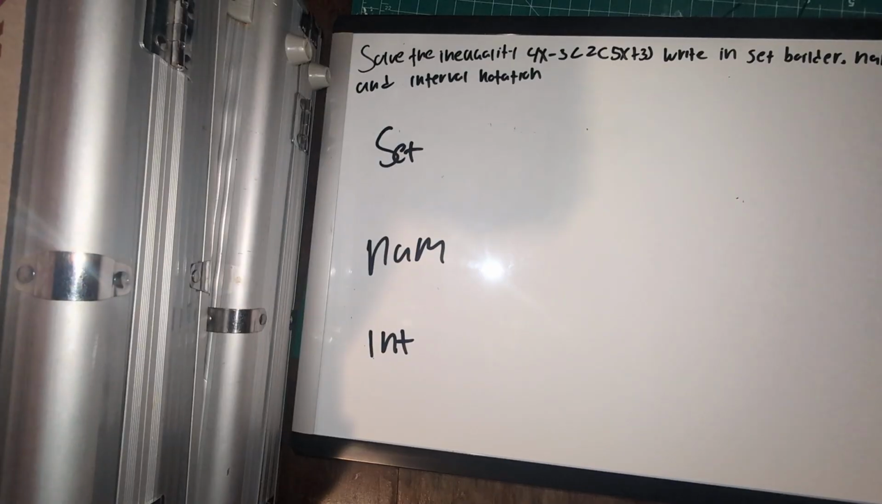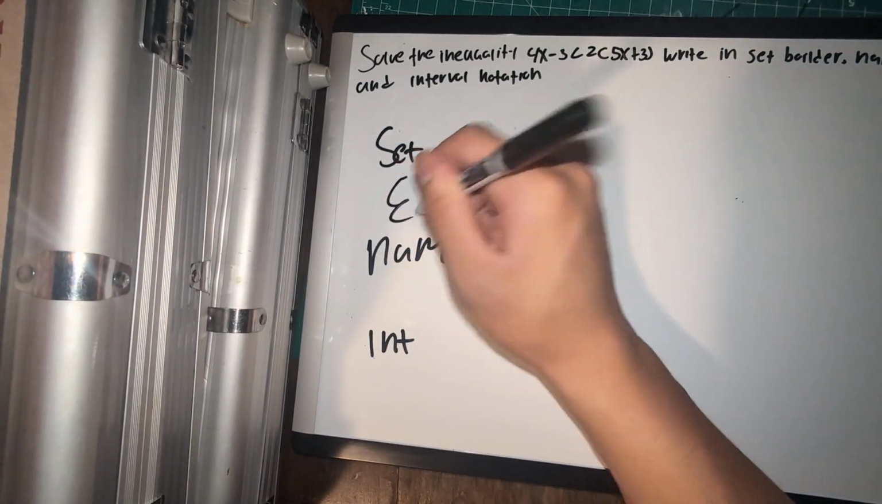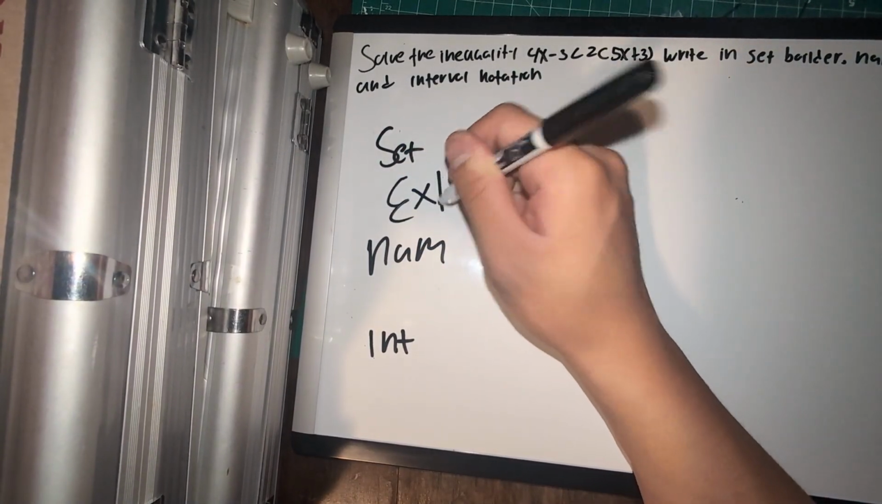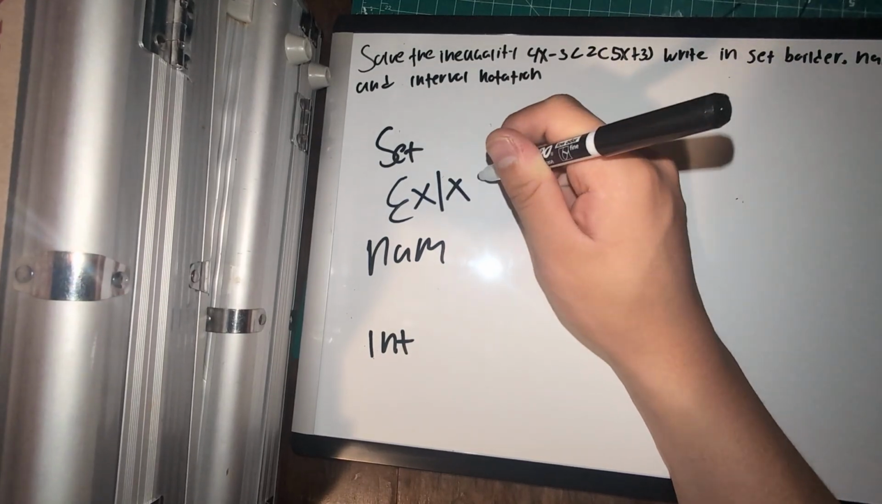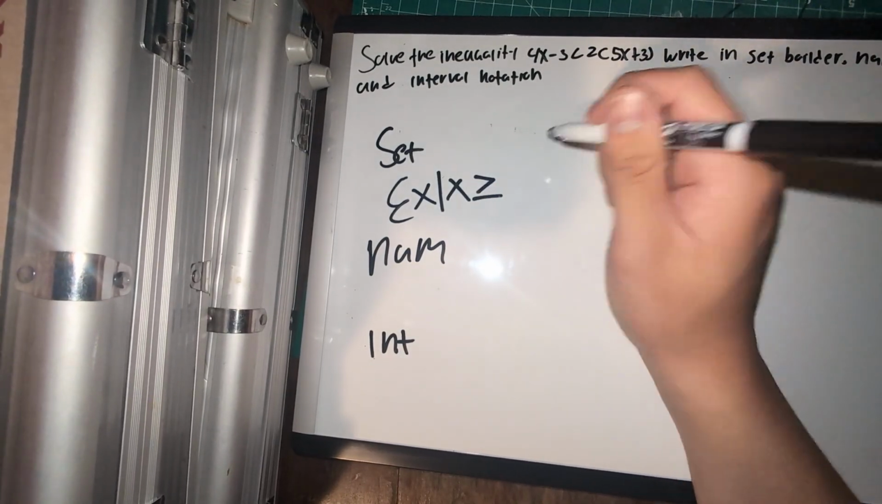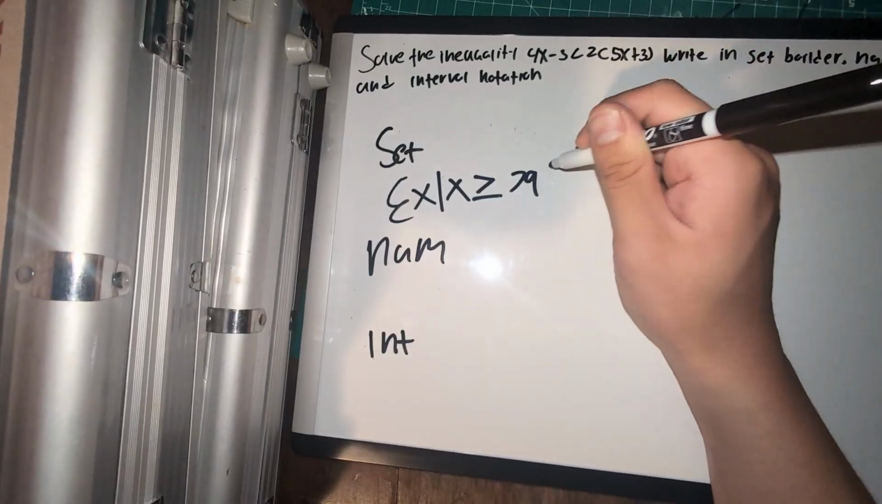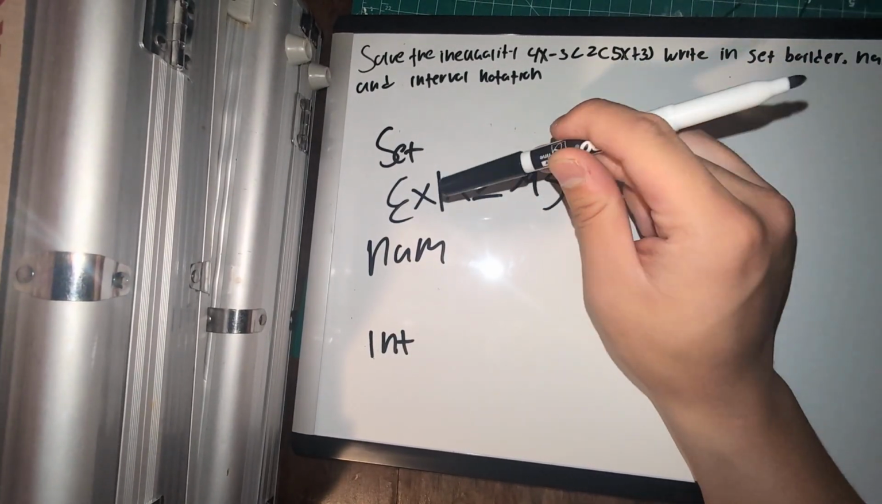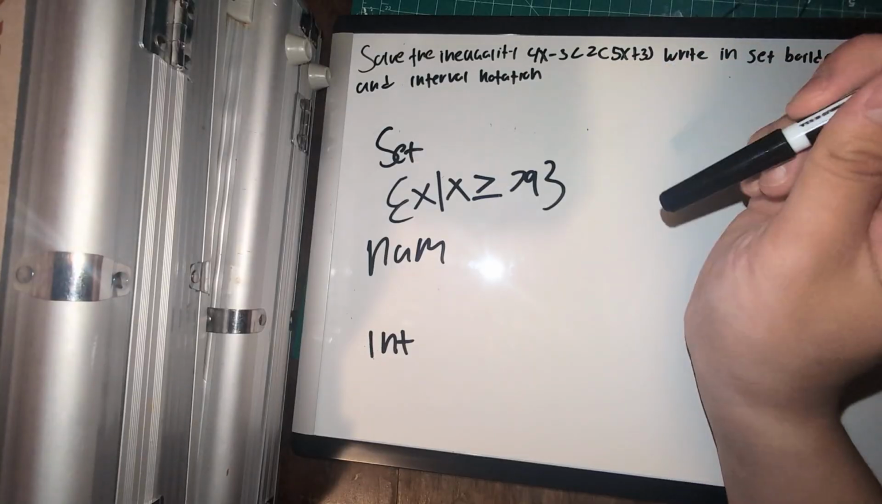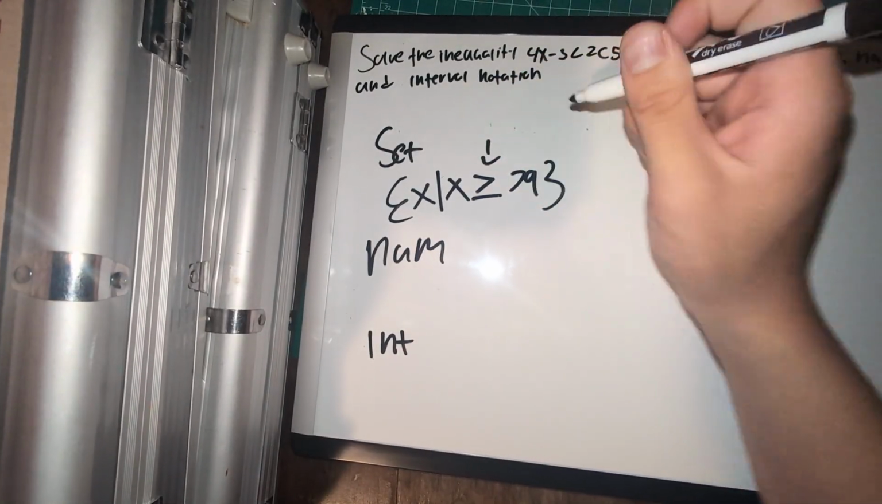So set builder will typically look like this. It's going to be a little bracket, your x, a little line to indicate that this is a set. It's going to be x, and in this case, let's do greater than or equal to 79. Boom. So that's your set builder notation. It's basically what's going to inform how you set up your number line.